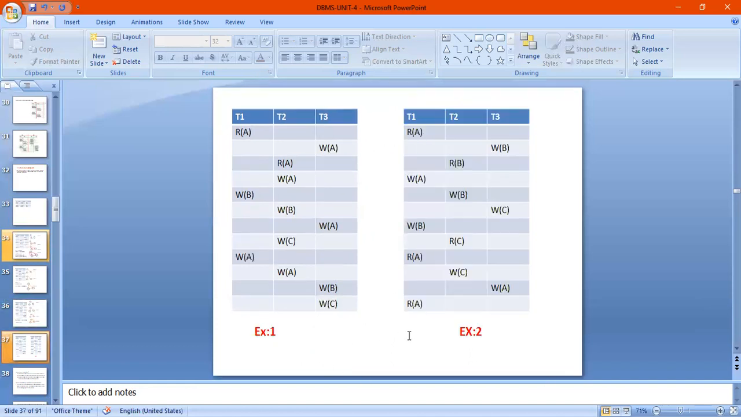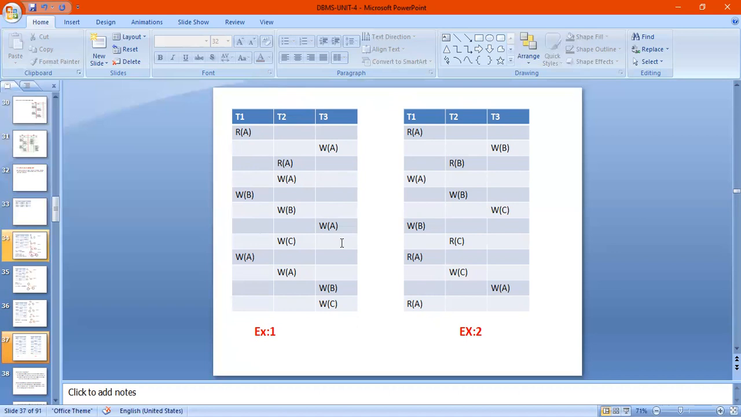So example 1 and example 2. Let's see the example. Transactions T1, T2, and T3. Read of A, nothing is happening here. Here nothing is happening. In transaction T3, write of A, and in T1, nothing is happening. Read of A, write of A, and nothing is happening. In T1, write of B, T2 nothing, T3 nothing. At that time slash, at T1 nothing is happening, but T2 write of B and T3 write. Here T1 nothing, and in T2 and T3 write operation is going on. And in T1 nothing is there and write operation of C.